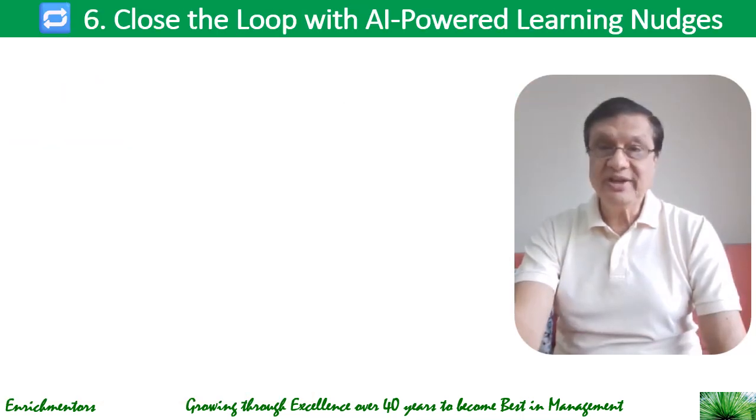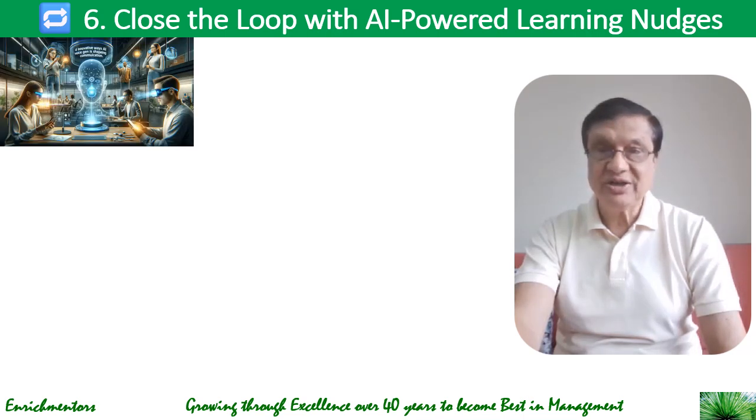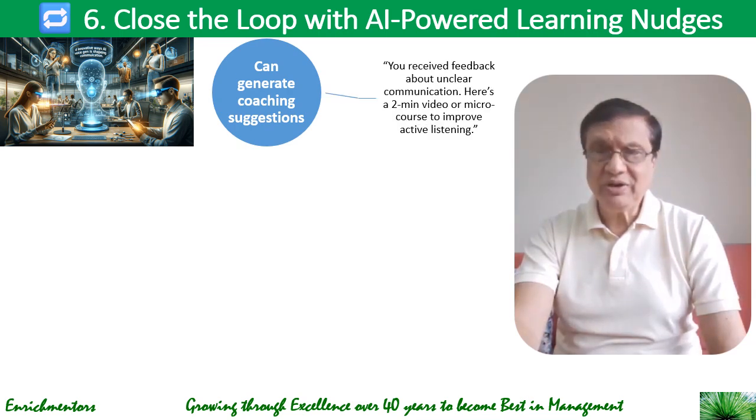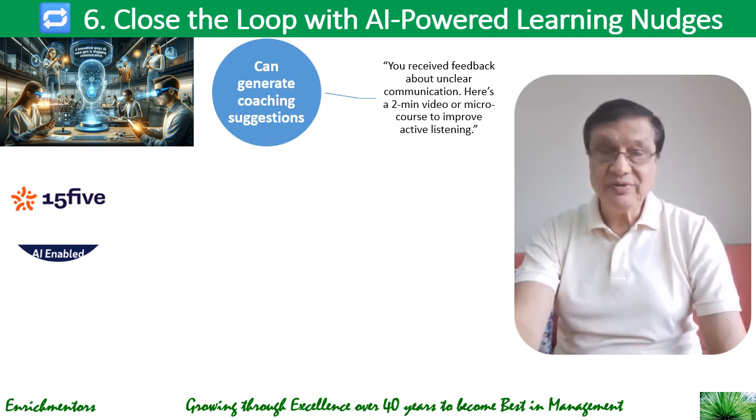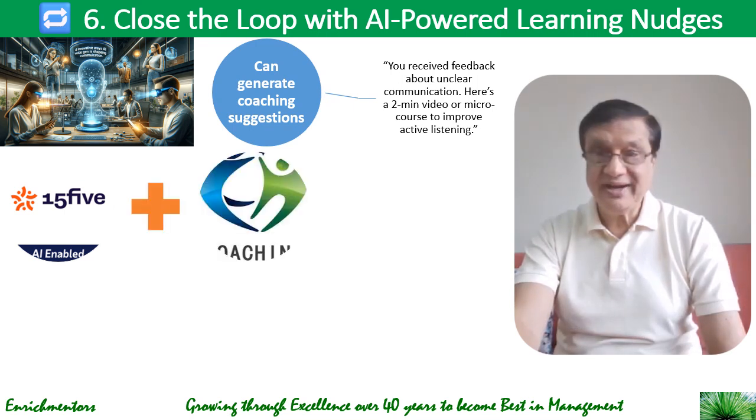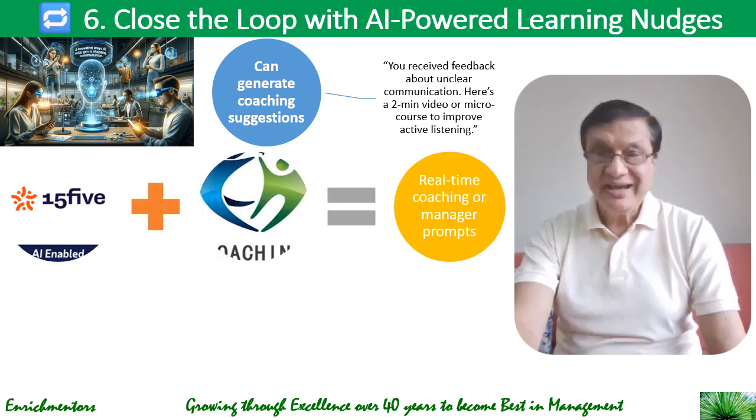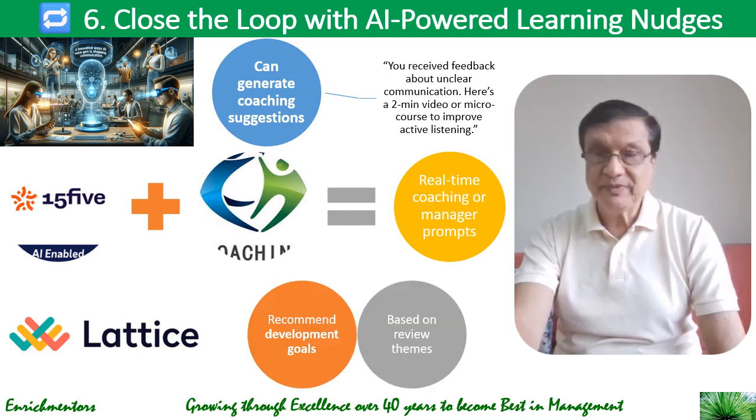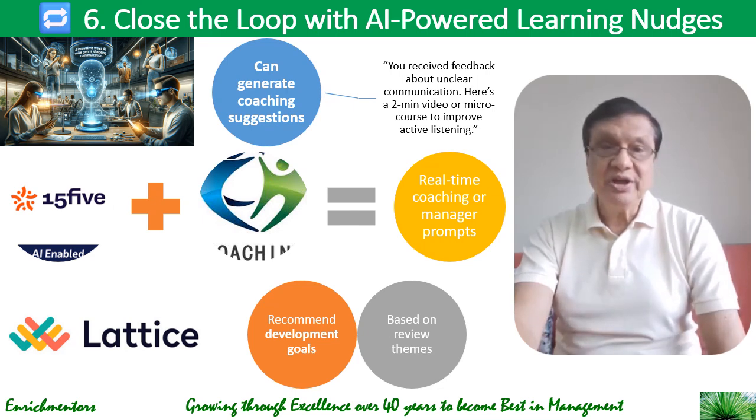Then you need to close the loop with AI-powered learning nudges. After the feedback is shared, AI can generate coaching suggestions like, you received feedback about unclear communication. Here is a 2-minute video or micro course to improve active listening, right? 15.5 integrates with Coaching Plus to offer real-time coaching for managers and prompts. And Lattice can recommend development goals based on the review themes, like improve cross-functional communication. So like this, you can close the loop with AI-powered learning nudges.